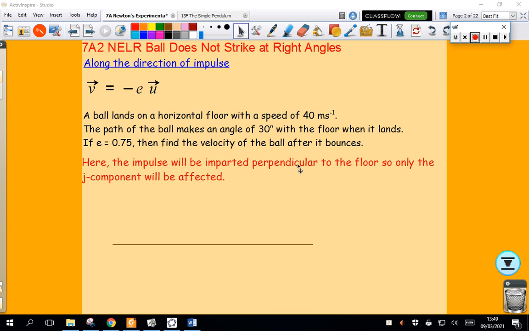Newton's experimental law says this: along the direction of the impulse, the final velocity is negative e times the initial velocity. Another way of saying that is that the rebound speed is equal to e times the impact speed. And speed we're talking about there, as opposed to velocity.